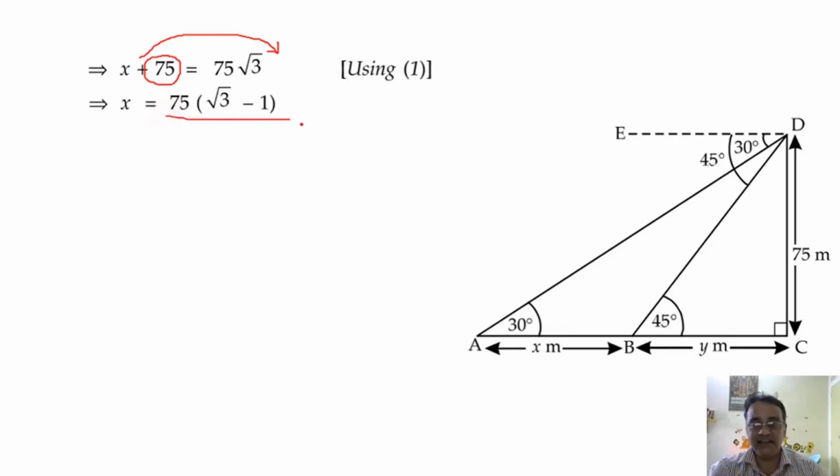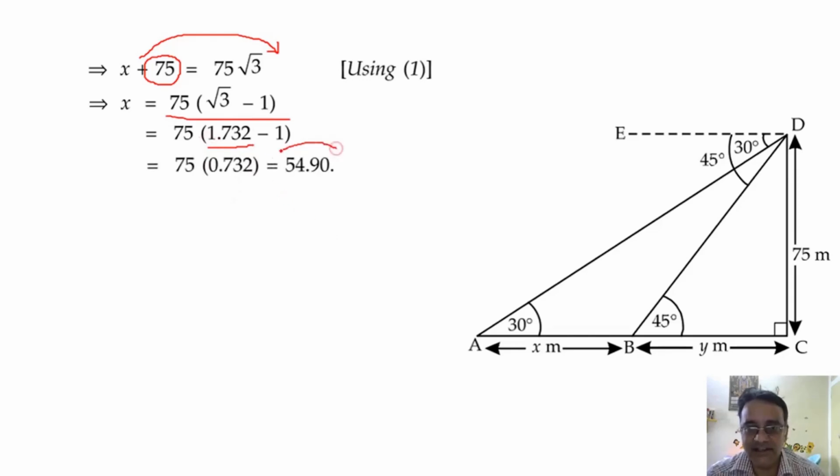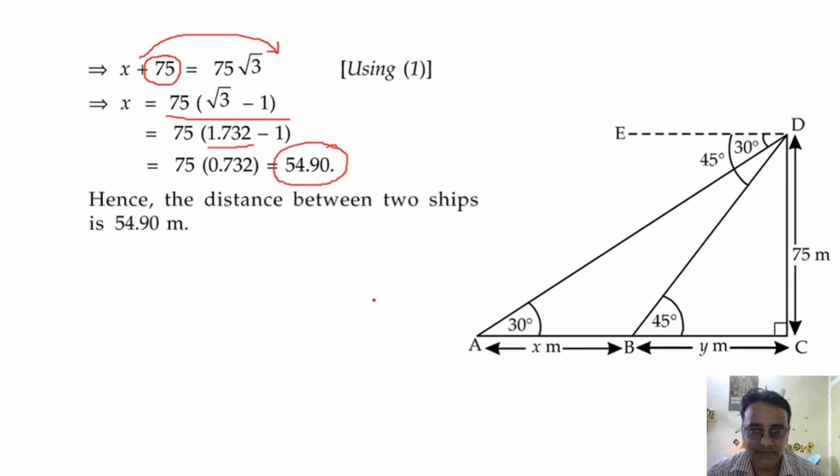Now in the NCERT this answer is given, but I suggest that you substitute the value of root 3 as 1.732. So minus 1 it will become 0.732 and the final answer is 54.9 meter. Hence the distance between two ships is 54.9 meter. Any doubt in this question? No, sir. Okay.